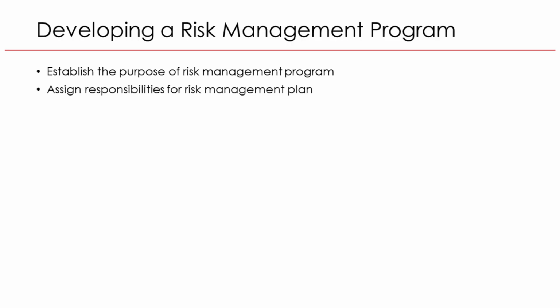Developing a strong risk management program starts with two key steps: defining the purpose and assigning responsibilities. First, you must establish the purpose of the program. This means identifying why the organization needs to manage risk and what goals it wants to achieve. The purpose usually includes protecting assets, ensuring business continuity, complying with regulations, and supporting informed decision-making.